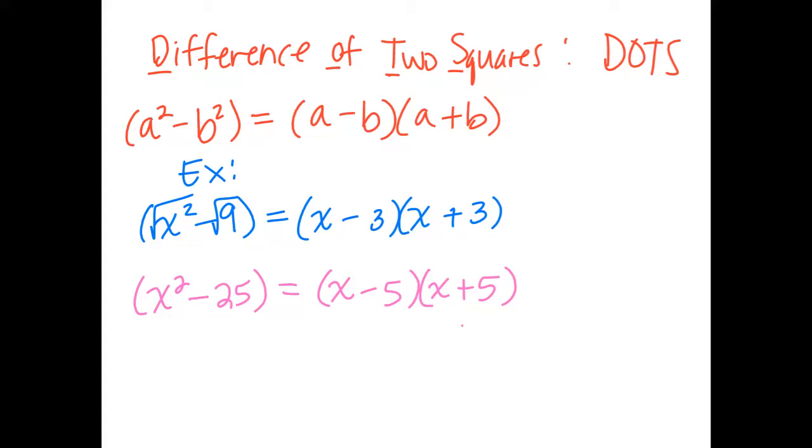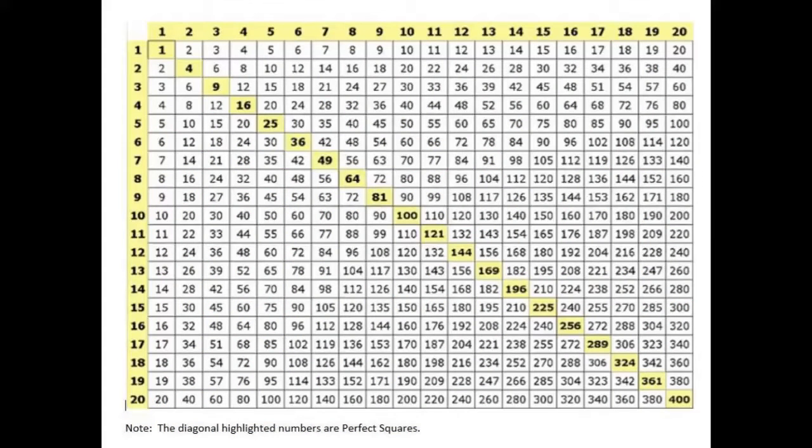I don't know if you guys remember all your perfect squares. So there's the multiplication table in the very front of your booklets. So if you look over to your multiplication table, if you see all of those diagonal numbers, those are your perfect squares. Your perfect squares are all of the diagonal terms. So 1, 4, 9, 16, 25, 36, 49, 64, and so forth. Those are all of the perfect squares between 1 and 20.